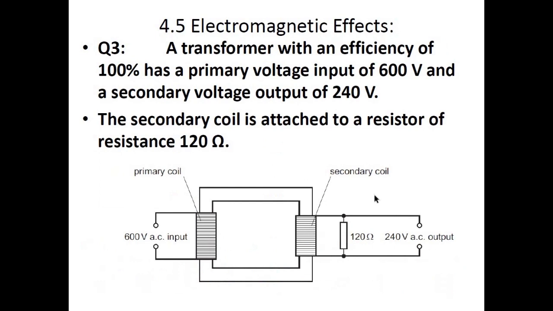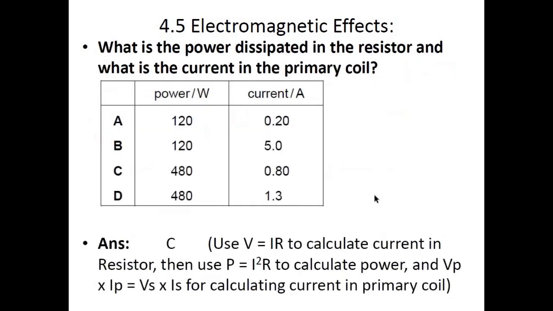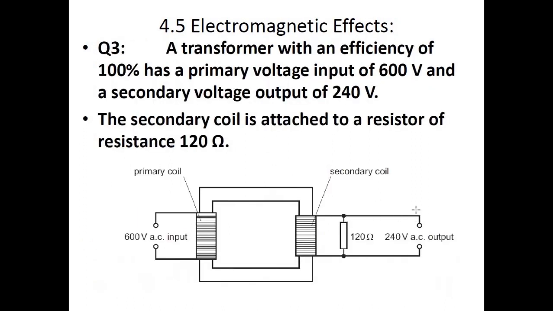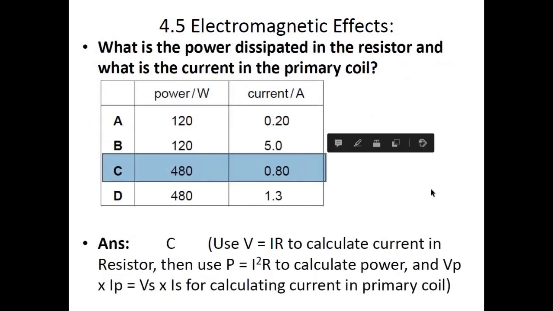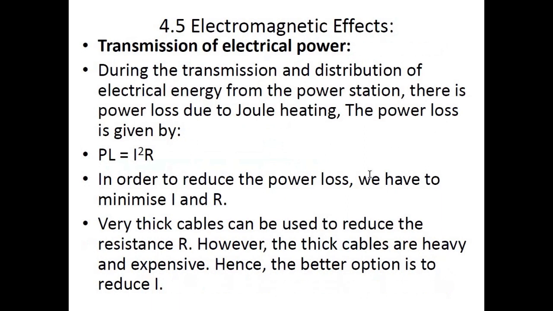Now the formula for voltage and current is Vp into Ip equals Vs into Is. So over here we know the voltage for both and the current for the secondary. Using this we can calculate the current in the primary: 2 ampere multiplied by 240 would be equal to 600 volt multiplied by Ip, meaning the current in the primary coil. Simply cross multiply and you'll get something like 0.7877, round it off to 0.8, so that means C would be your correct answer.